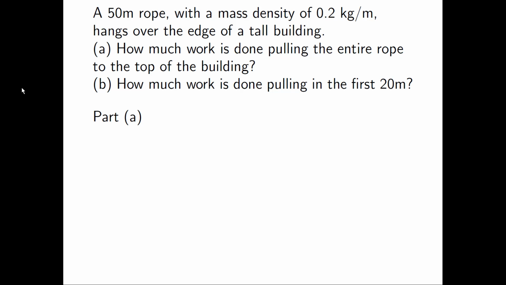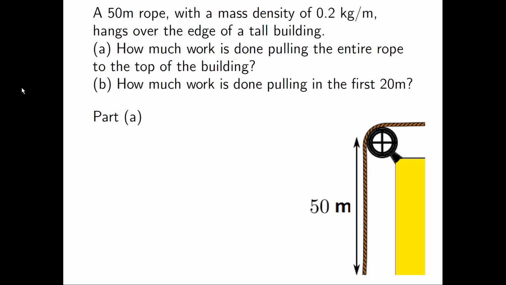So let's take an example. Let's have a 50-meter rope. We'll assume it's 0.2 kilograms per meter; that's the density of the rope. And we'll assume it's hanging over the edge of a building. In fact, let's take a diagram here. There it is, with this little pulley. We want to know how much work is done pulling the entire rope to the top of the building. We're going to pull it up over that pulley until it's all at the top, and we'll have a part b to that too.